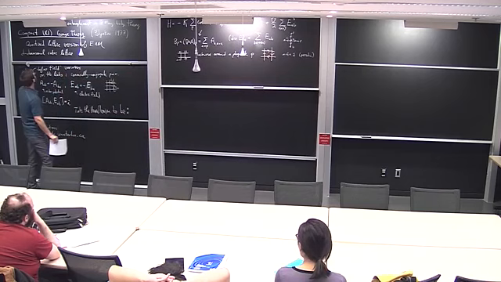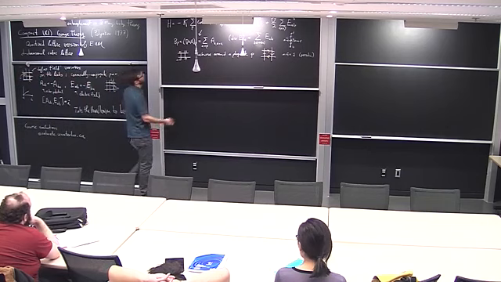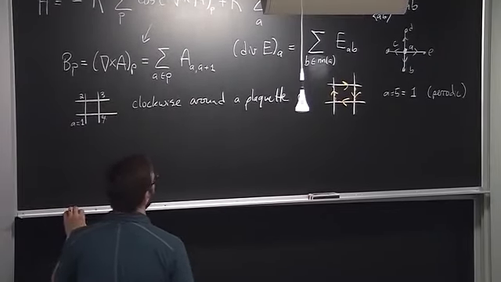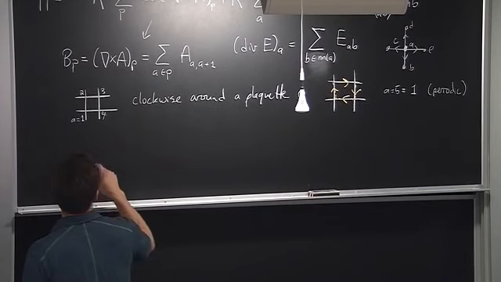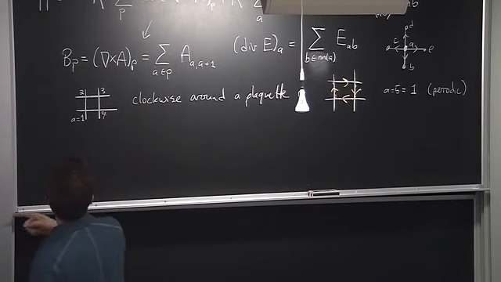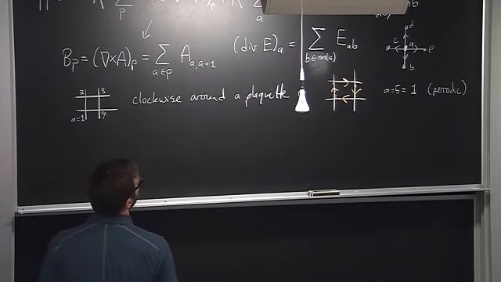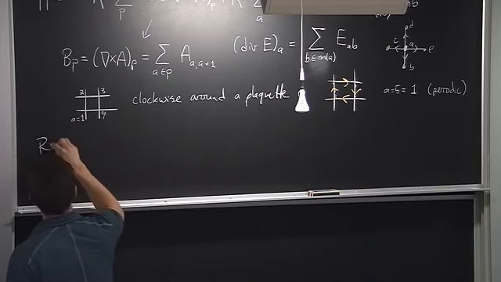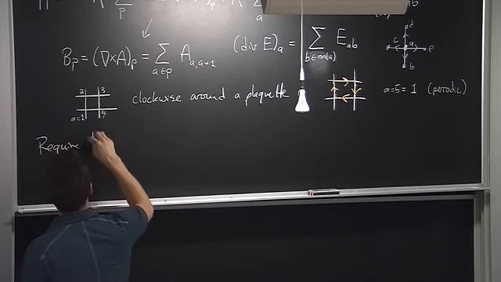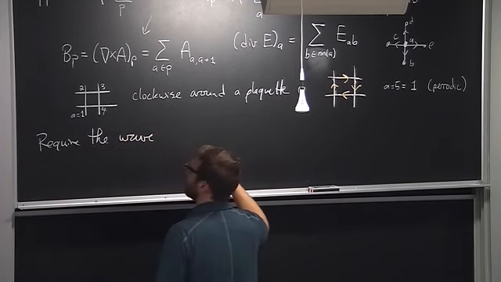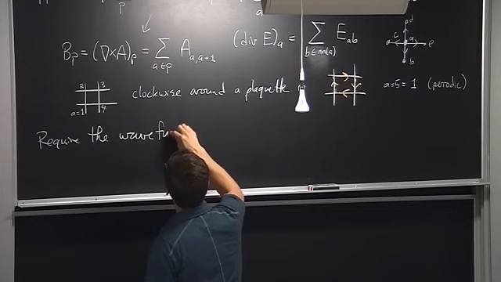So what does it mean? So compact U1 gauge theory. Okay, we haven't talked about any of that yet. So this Hamiltonian should be periodic in the vector potential under addition of 2 pi. So we can require that the wave function is periodic under that transformation.